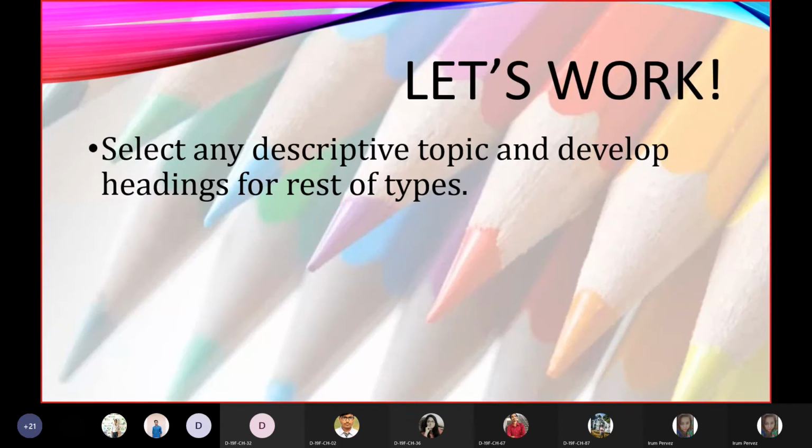All right, so let's work. This says select any descriptive topic and develop headings for the rest of the types. I selected transport and then I changed the headings into the rest of the types. I chose descriptive topic transport and then I changed it into history of transport, land and sea transport, and then I chose pollution and its effect, pollution and its solution. In the same way, you have to select one descriptive topic and then change the same topic into the rest of the headings.